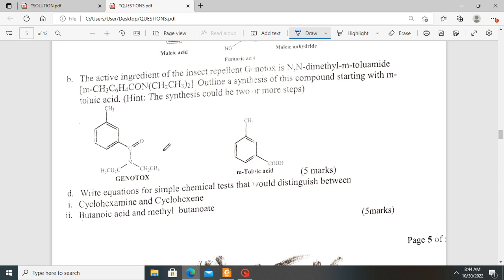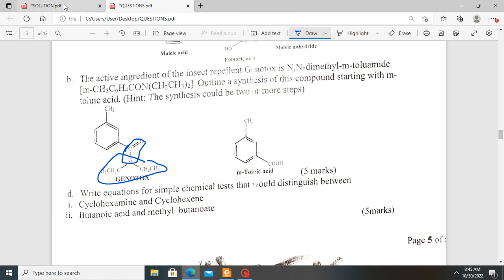This one is very simple. We have to start from this. The reaction is very simple. First, you have to convert this carboxylic acid to an acyl chloride. Then you add this amine to form this amide. Here, this one is an amide. The functional group here is an amide. So first, convert this one to acyl chloride. Then you add an amine to form this amide.